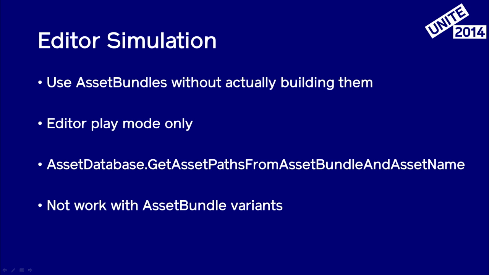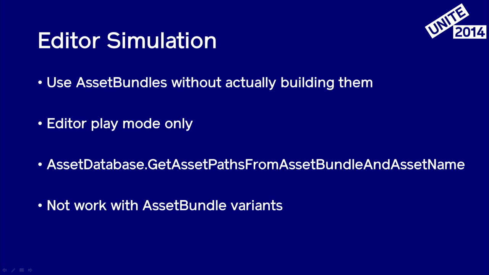Another thing is editor simulation. We support using AssetBundles without actually building them in the editor play mode. The basic idea is, when loading an asset from an AssetBundle, we call this API to get the asset path from the AssetBundle and asset names. The name is kind of too long, right? We call this API to get the assets by the AssetBundle name and asset names. So when we are loading the object, we just load it from the asset and use it directly in the editor without actually loading it from the AssetBundle.